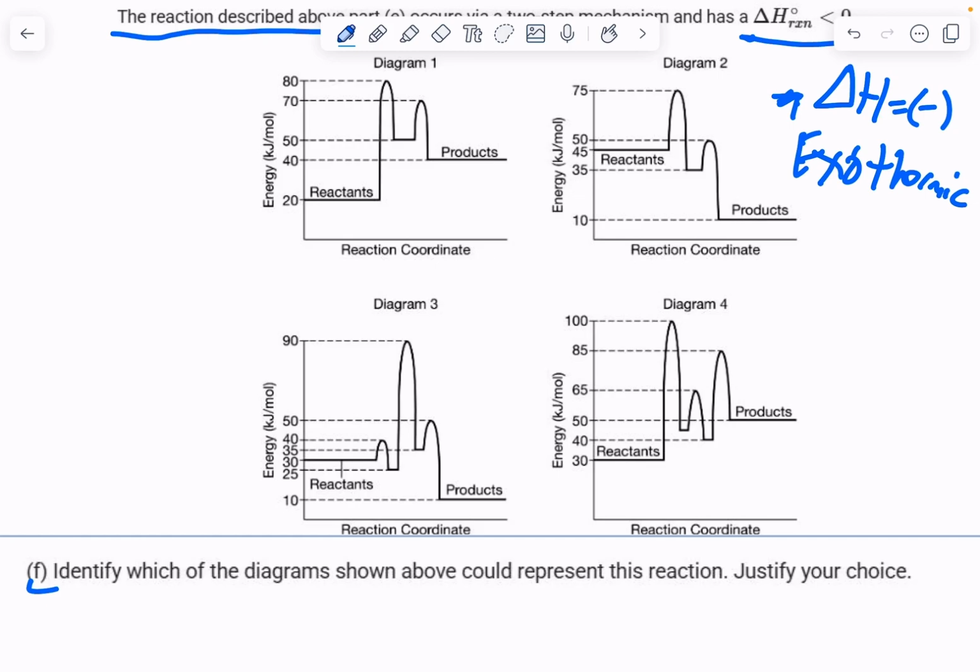That means energy is being lost throughout the reaction. So on the overall reaction, the products' energy should be lower than the reactants'. That does not work for diagram 1. It does work for diagram 2. It's good for diagram 3 and not diagram 4.